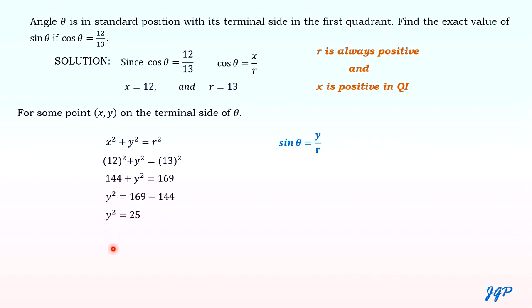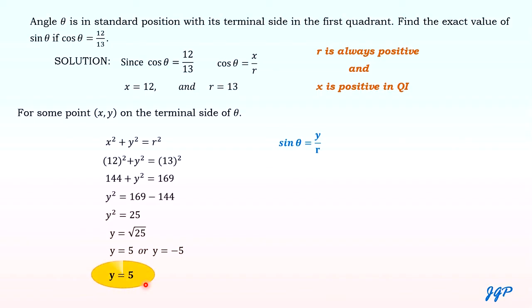To find the value of y, so y now is equal to square root of 25. To simplify the square root of 25, y is equal to positive 5 or y is equal to negative 5. To choose between these two values, look at your angle theta that is located in the first quadrant, and in the first quadrant, your y should be positive. So we will be using y is equal to positive 5.